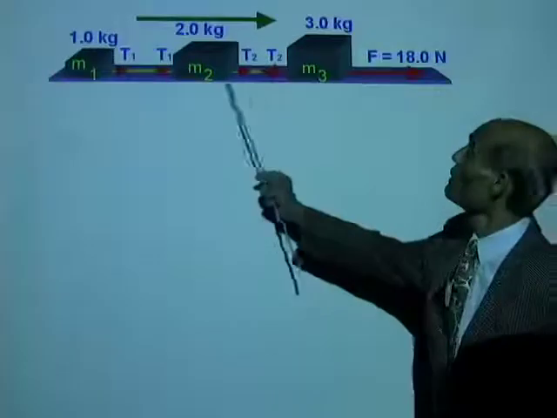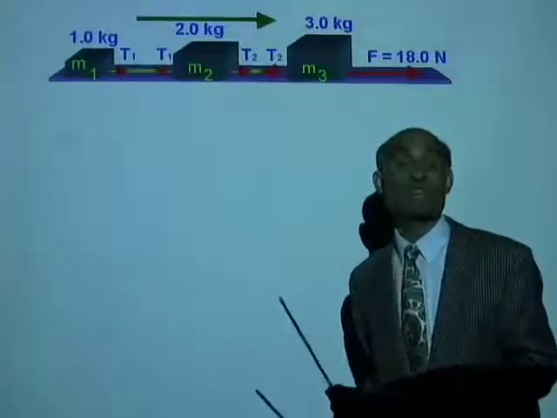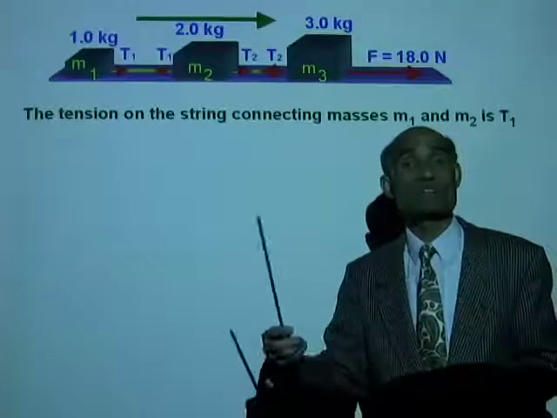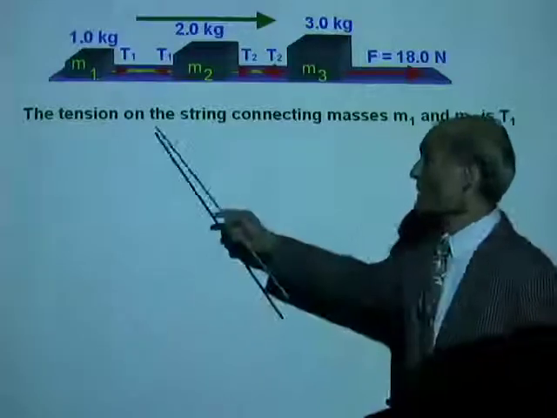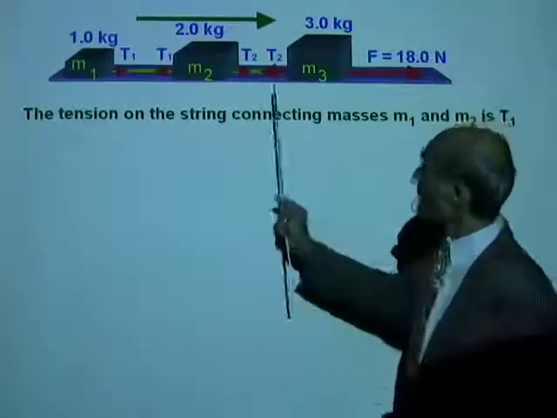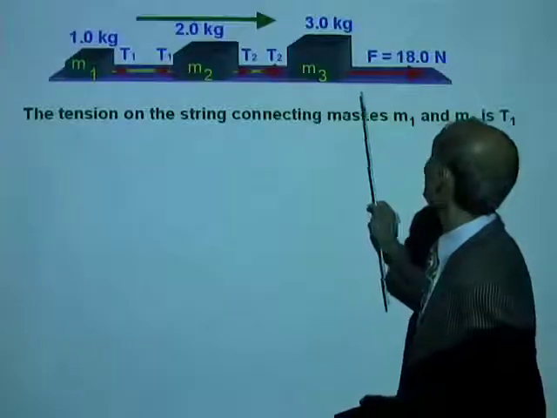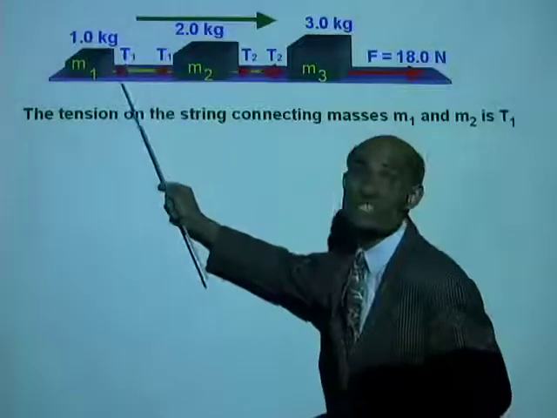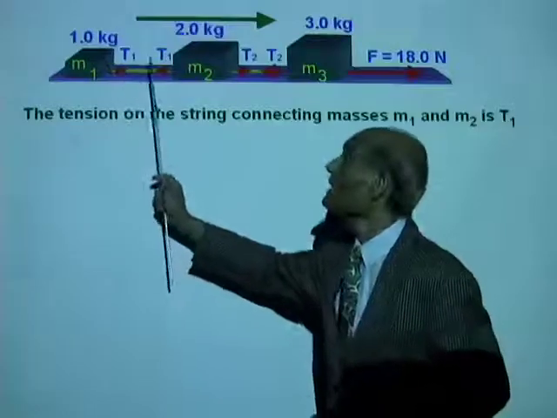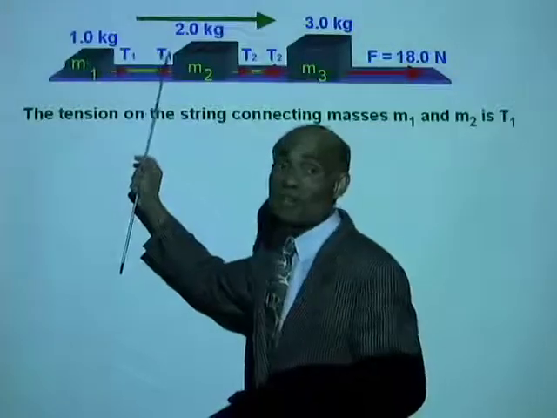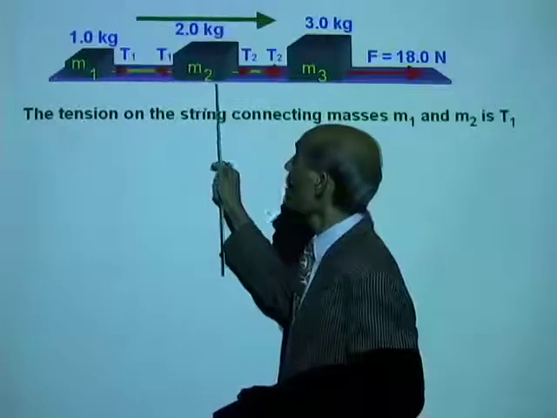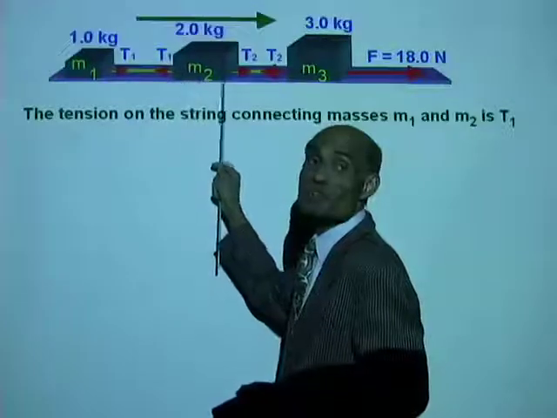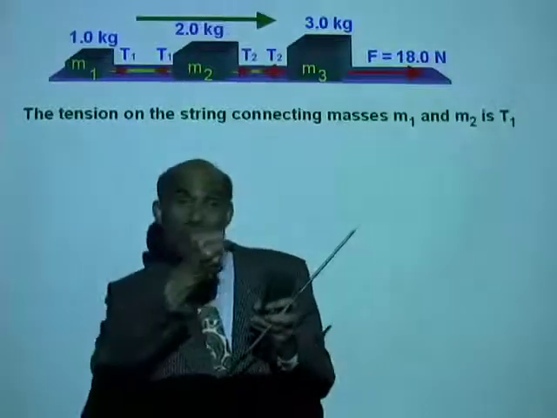Okay, let's first deal with the first case. What is the acceleration of the system? Let's say the tension on the string connecting the mass m1 to m2 is T1. And you notice that the direction of T1, when you look at the motion of m2, that T1 is pulling it back.